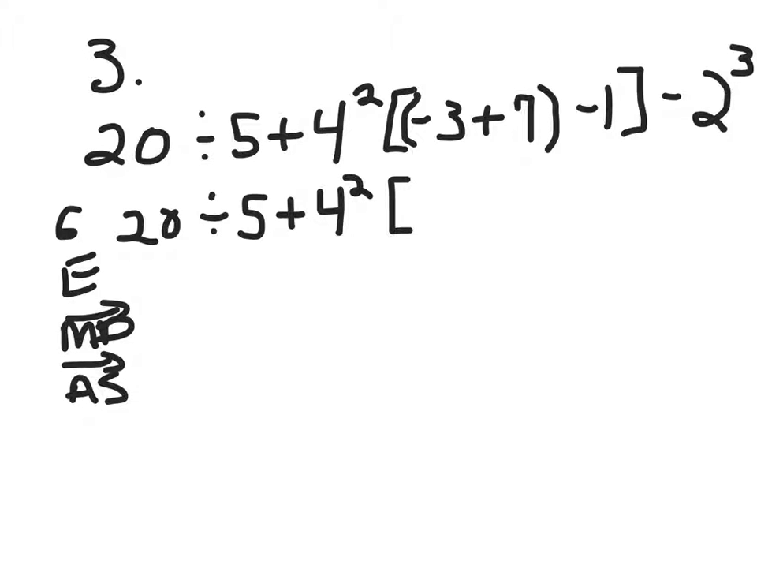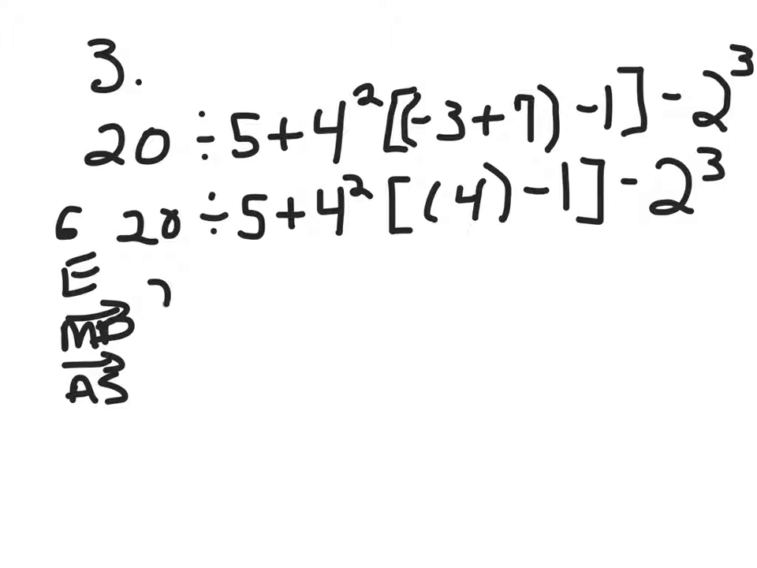Make sure you're being very careful in the calculator. Negative 3 plus 7, and you get 4. I'm going to leave it in the parentheses till I know what I'm doing with it. Okay. I still have grouping symbols. I still have the brackets. So I'm going to go to the bracket part and solve that part of my problem. I'm going to leave my answer in the brackets. 4 minus 1. The answer is 3.